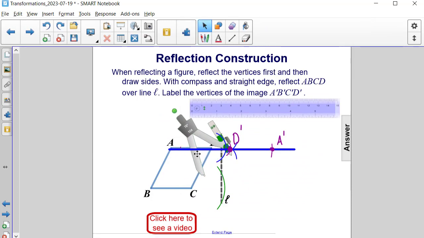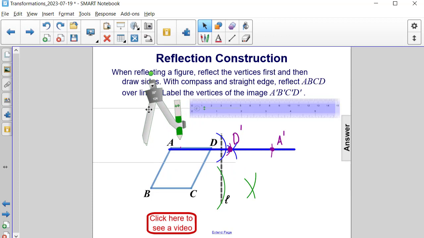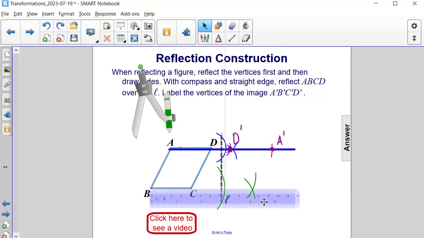So now let's realign our compass and straight edge so that it aligns with one of those intersection points. We're going to make another arc out here. We'll go down to the other intersection point of the arc and the line of reflection. I can already see where they're going to intersect. We're going to use that to draw our perpendicular line to the line of reflection. That'll be the guide for points B and C.